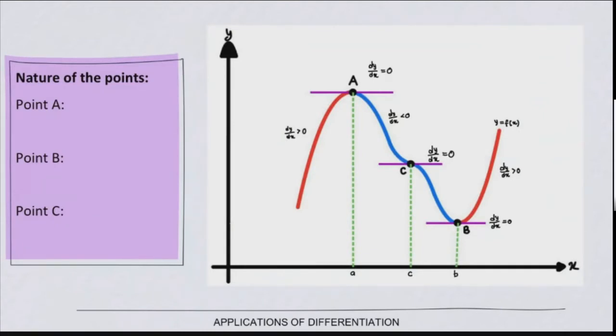Now I want all of you to find out the nature of each point. I will randomly choose people to share their answers. Are you done, or do you need more time? For point A, can I have Isaac? Maximum point. Okay. For B, can I have Amira? Minimum. Okay. For point C, can I have Awatif?